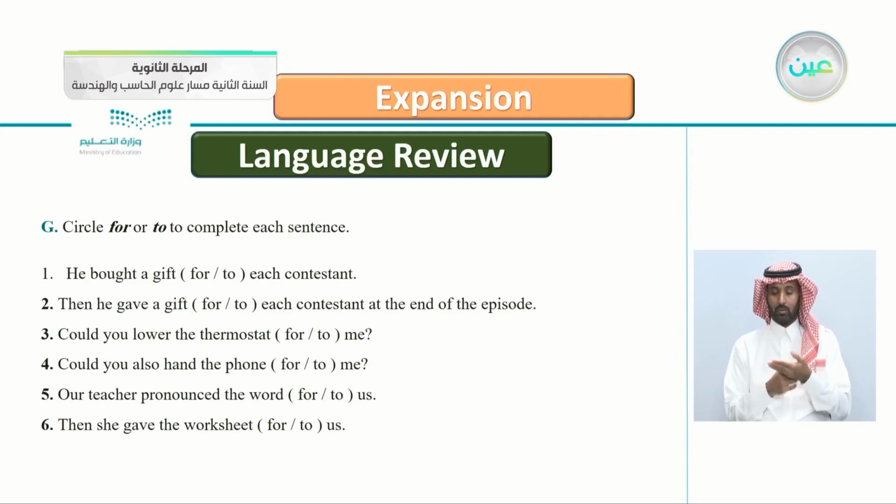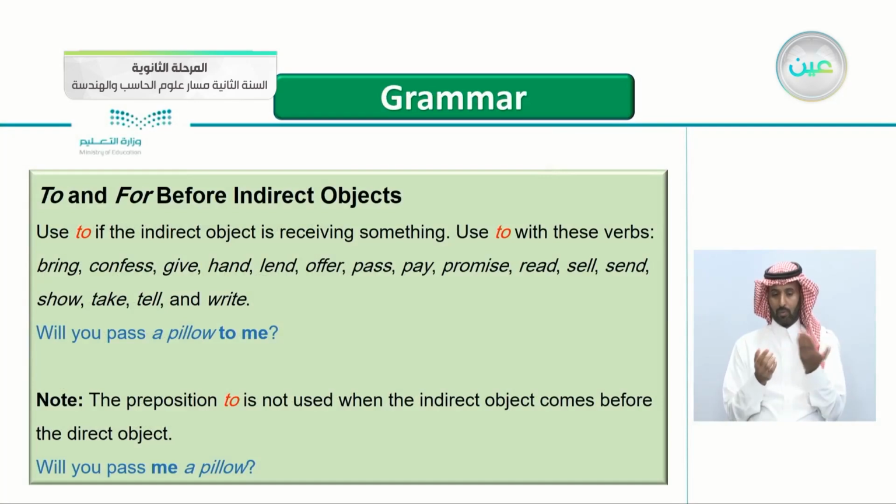The first exercise for today, circle 4 or 2 to complete each sentence. Again, circle, exercise G, of course. Circle 4 or 2 to complete each sentence. We have 6 sentences, but before we read them, let's revise this part of the grammar: 2 and 4 before indirect objects.